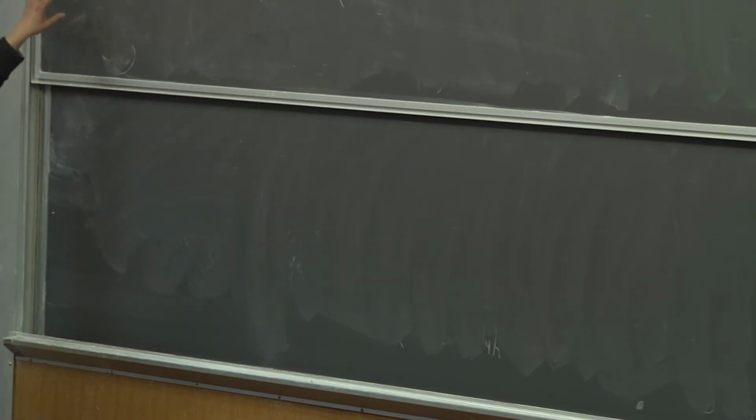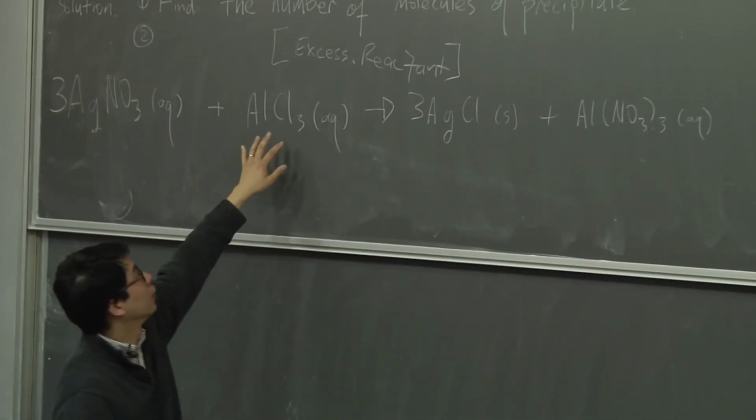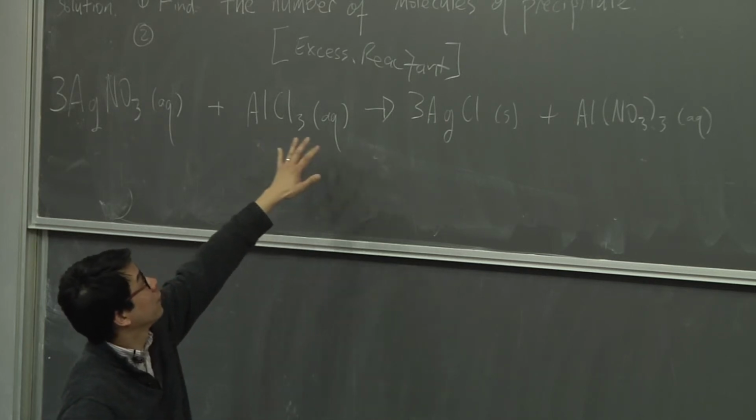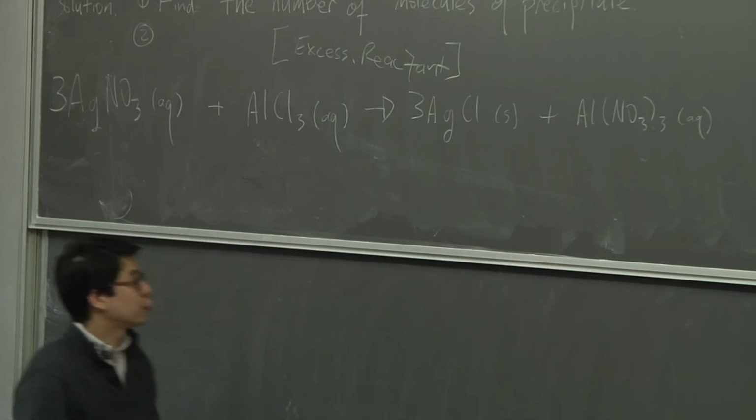The hint here is that you're asked for an excess reactant, right? Whenever you're given information about two reactants and asked something about a product, it's going to be limiting reactants. If you have information about one reactant and information about the other, which one do you use? You have to figure that out. We know something about the silver nitrate, something about the aluminum chloride, and we want to find something about the precipitate, which is the silver chloride.